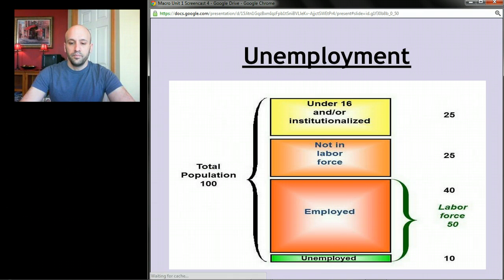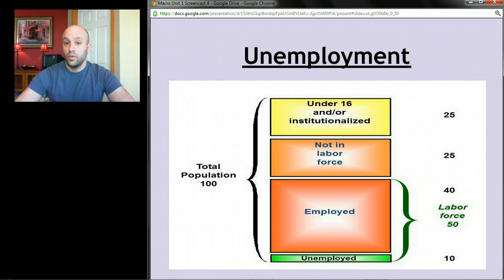So, unemployment. Now, to understand unemployment and how it's measured and what it's defined as, we have to distinguish between various people in the economy. So I want you to imagine that everyone in the economy, everyone in the country actually, is represented in this little bar graph. And we'll start with the top. This yellow box here says under 16 and/or institutionalized.